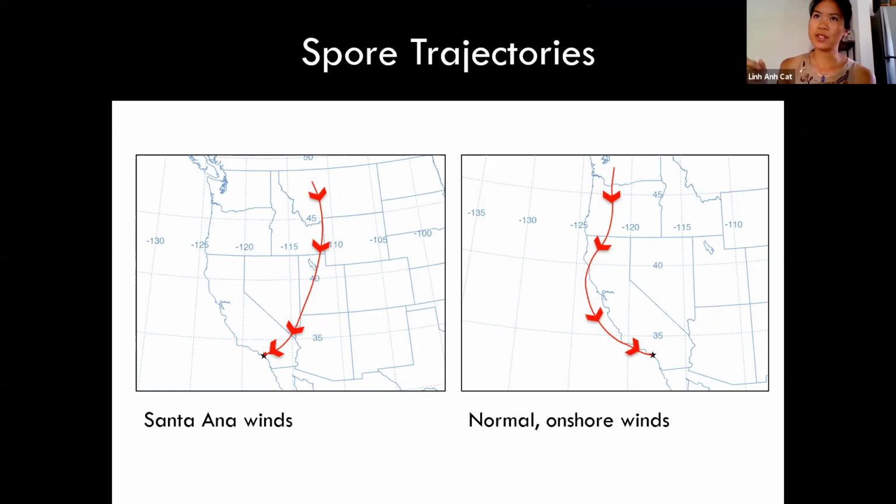And the further back on this arrow you go, the more ambiguous it is. So I would focus on the first 2 little arrow points on those. So we see things coming from the southern part of Nevada for Santa Ana winds, and then off the coast of California for normal onshore wind conditions.